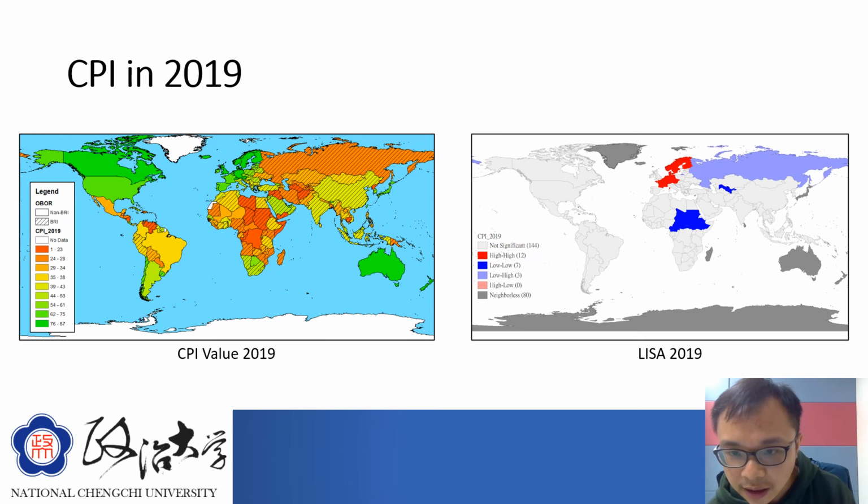But surprisingly, Russia didn't catch up with this trend. It's still more corrupt than its neighbors. That's something quite interesting, I think.